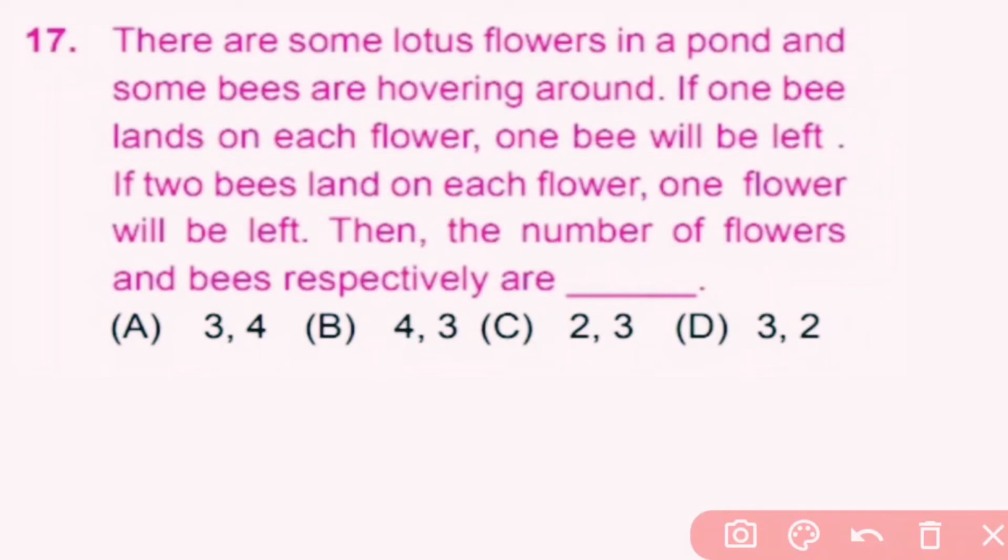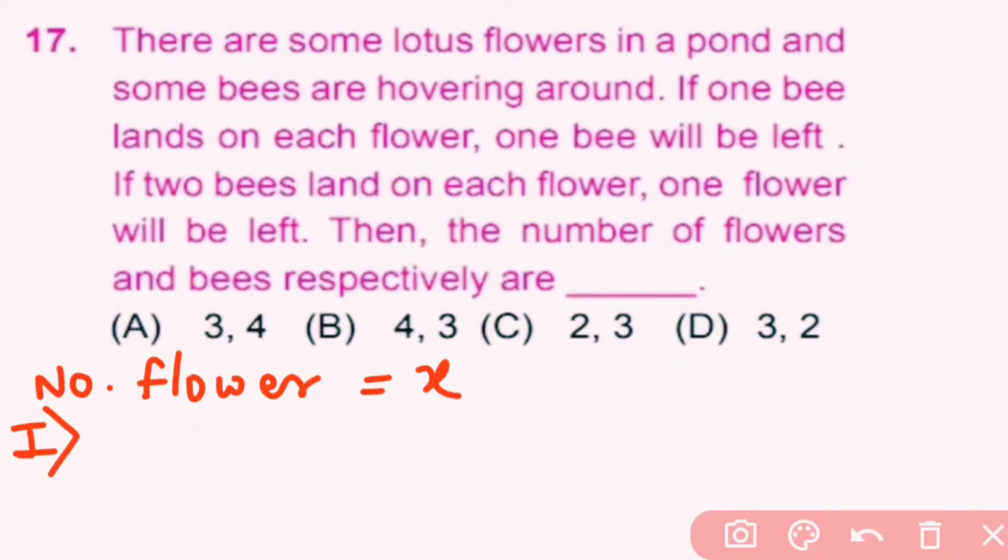There are some lotus flowers in a pond and some bees are hovering around. If one bee lands on each flower, one bee will be left. If two bees land on each flower, one flower will be left. Then the number of flowers and bees respectively are dash. So here we first assume the number of flowers as x, and according to case 1, if one bee lands on each flower, one bee will be left. So then the number of bees will be x plus 1.